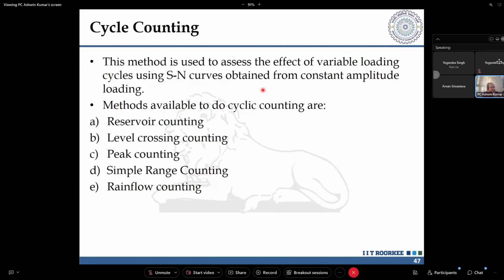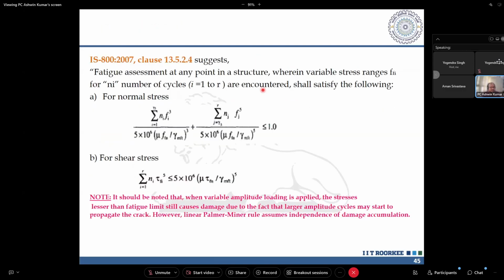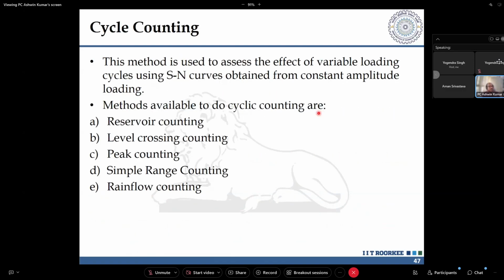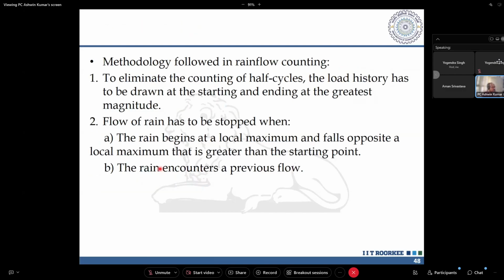So if you look at this thing, the variable amplitude has somehow been brought down to a constant amplitude kind of a loading, and then only the progression has been done. So how to bring a variable amplitude of a very large nature into case of a constant amplitude loading? The counting methods like reservoir counting, rainflow counting, peak counting, simple range counting methods are there, where you need to do a MATLAB coding or such kind of things, such that your life becomes easier to do this kind of counting.